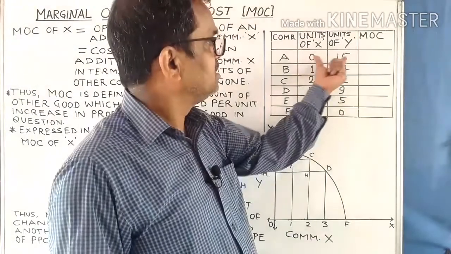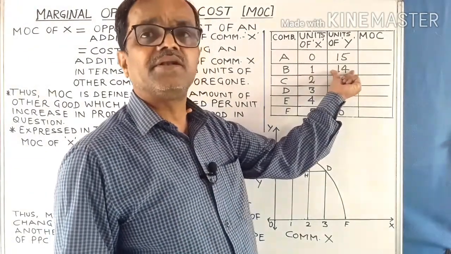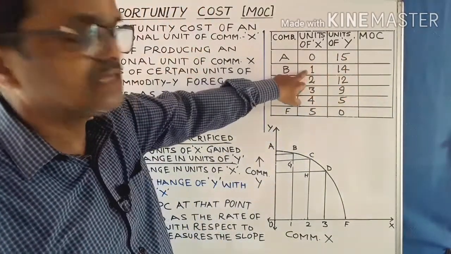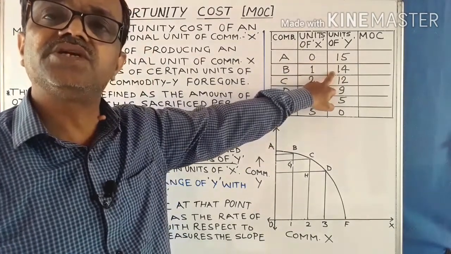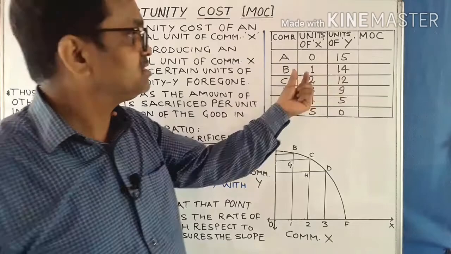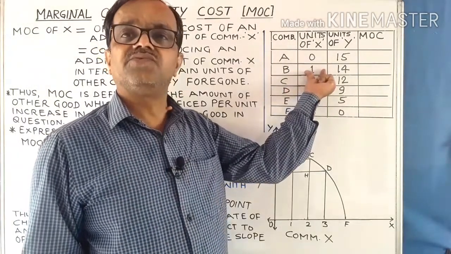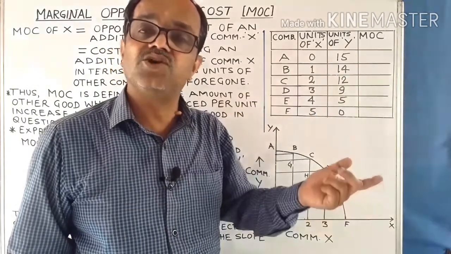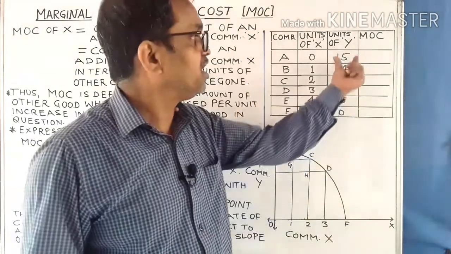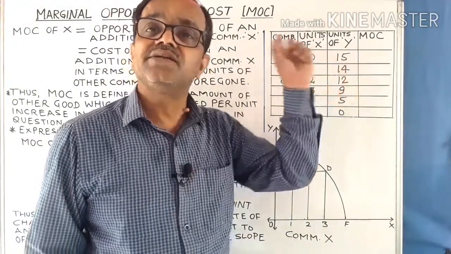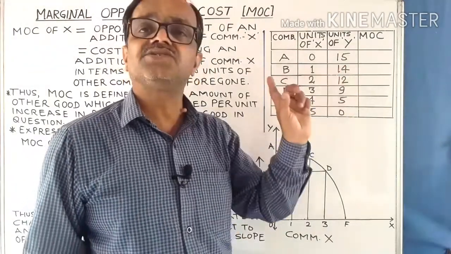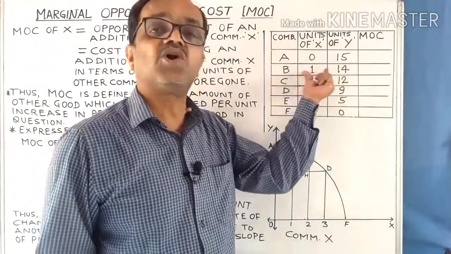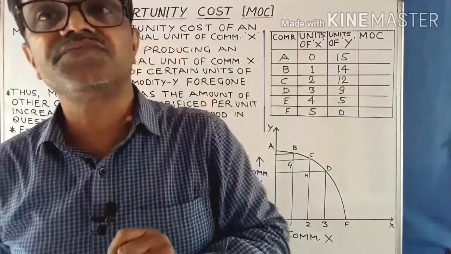Here we look at, that is 15, this is 14. It means that to produce one additional unit of commodity X, the economy sacrificed one unit of commodity Y. It means the cost of this one unit of commodity X produced in the economy is that one unit of commodity Y that is sacrificed by the economy. This unit sacrificed of Y is actually the cost of producing that additional unit of X.